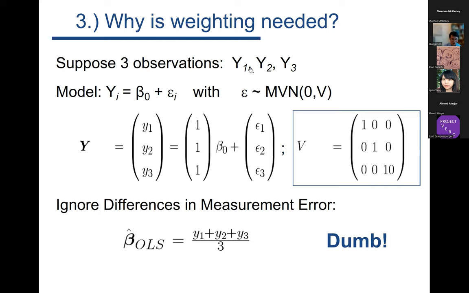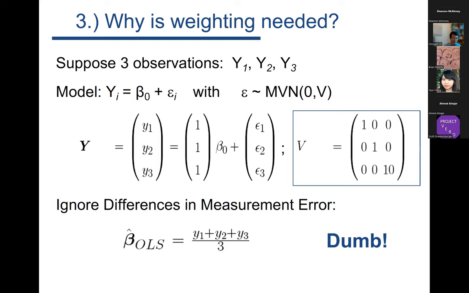I'm again using a continuous outcome where you have, let's say, three observations, Y1, Y2, Y3, and your model says that every observation is coming from a multivariate normal distribution with beta zero as the mean. They have the same mean, so all three components have the same mean. Their covariance matrix is V, and I'm taking V to have this form. Y1 has variance one, Y2 has variance one, but Y3 has variance 10. Between any pairs, the correlation is always zero. So the three variables have unequal variance, especially Y3, which has much larger variance.